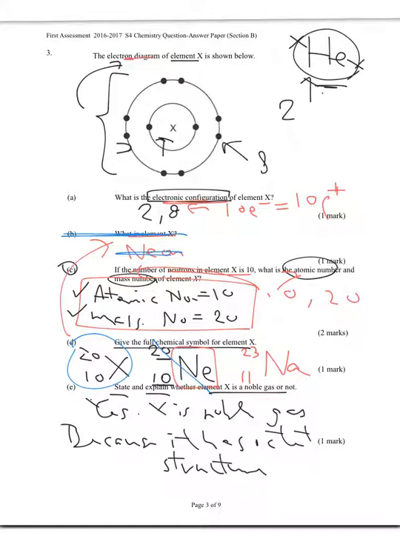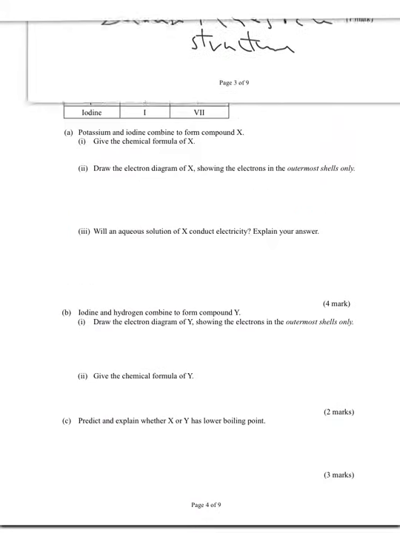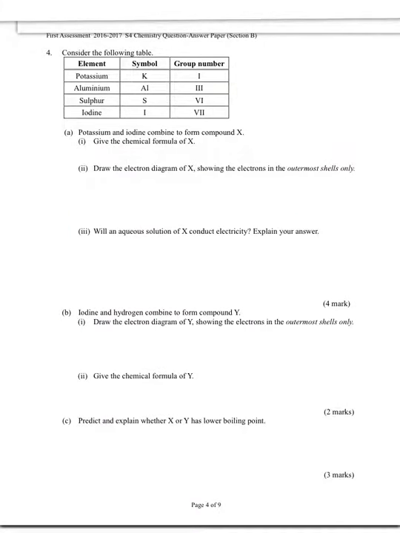So let's go to question number 4. Now we have a table here, and it gives you a symbol and group number. They combine to form a compound, which is related to covalent bond or ionic bond, right? So give the chemical formula of X. X is composed of potassium and iodine.